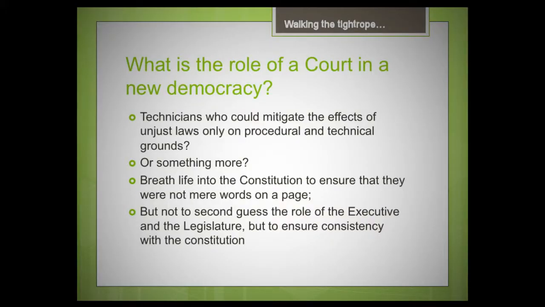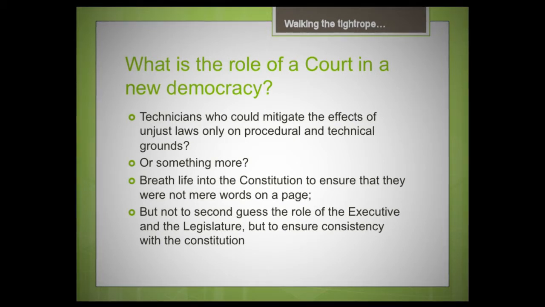Something more might be to give effect to the principles that were set out in the new Constitution. So to breathe life into the Constitution, to ensure that they weren't just words on a page, that they were actually principles that were achievable, that there were remedies, that people could come to court.